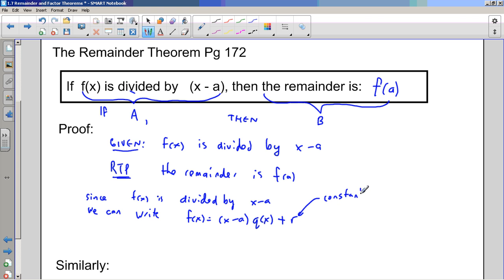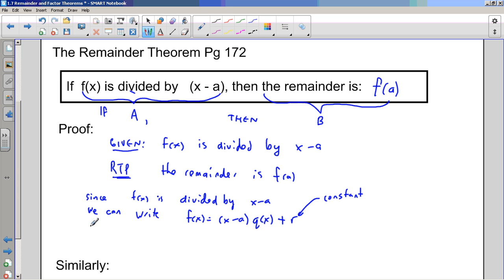That's going to be a constant because this is degree 1, and we always know the remainder is 1 degree less. So 1 degree less than a linear term is a constant term. So this is just a number, 4 or 3 or negative 12 or 0 or whatever. That's what that's going to be.